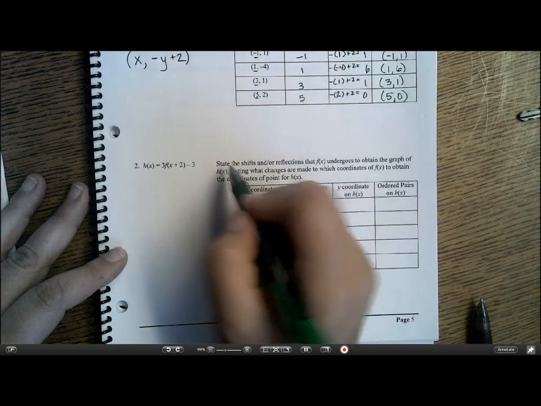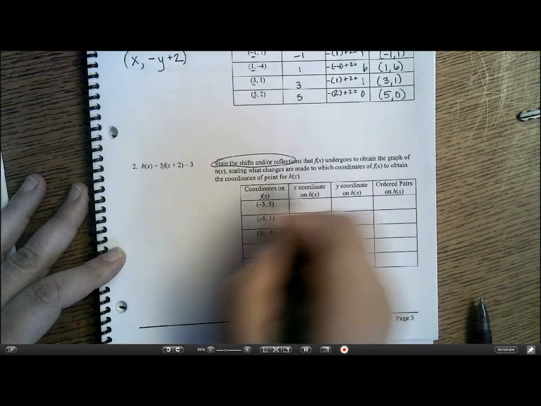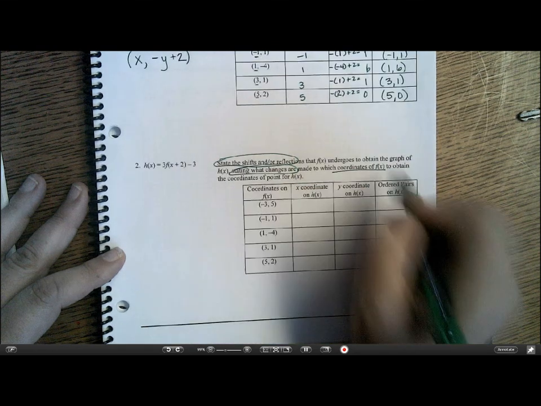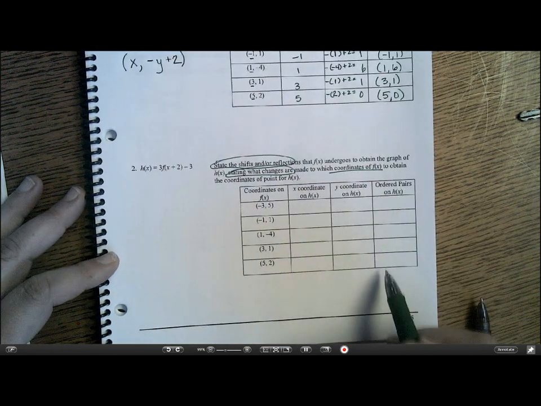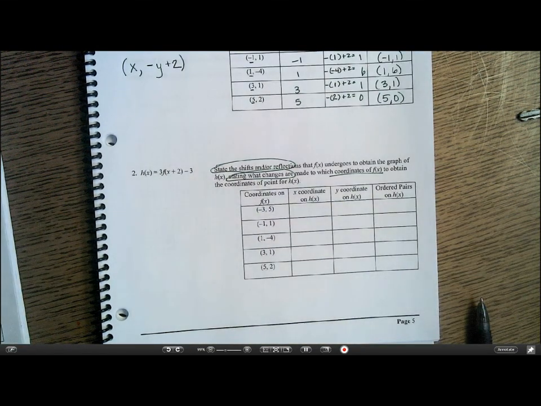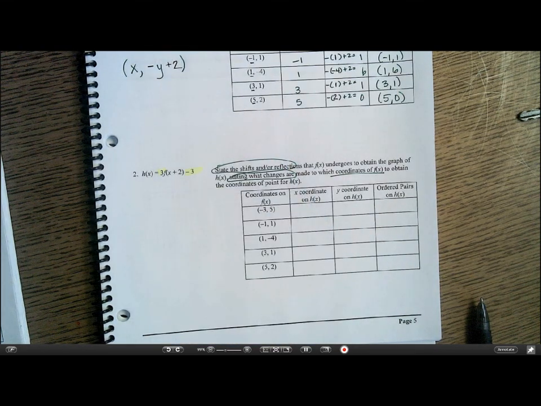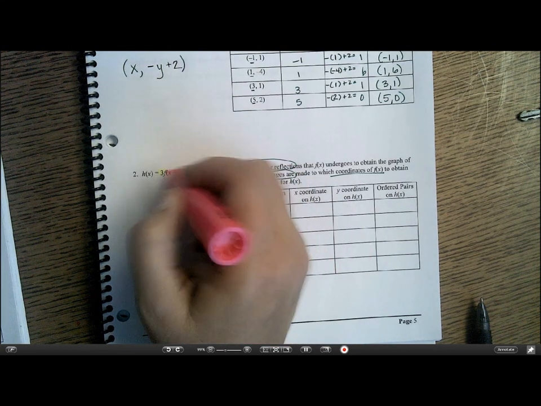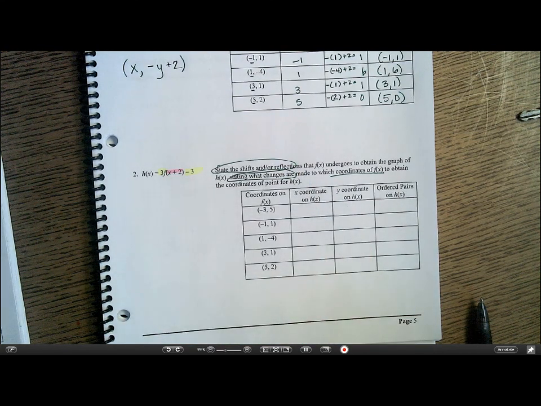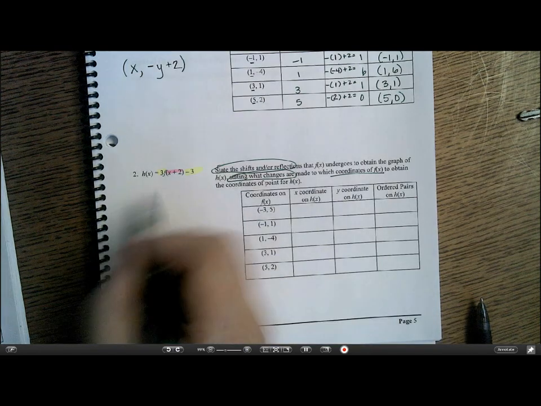Again, we're going to do the same thing. We're going to state the shifts and reflections. We're going to state which changes are made to the coordinates so that we could generate the new ordered pairs. So I like to highlight the outside in a specific color and the inside in a specific color. And then I like to organize them in order from left to right.